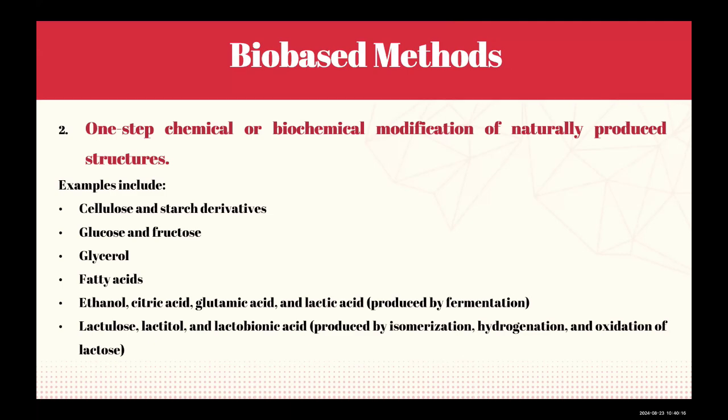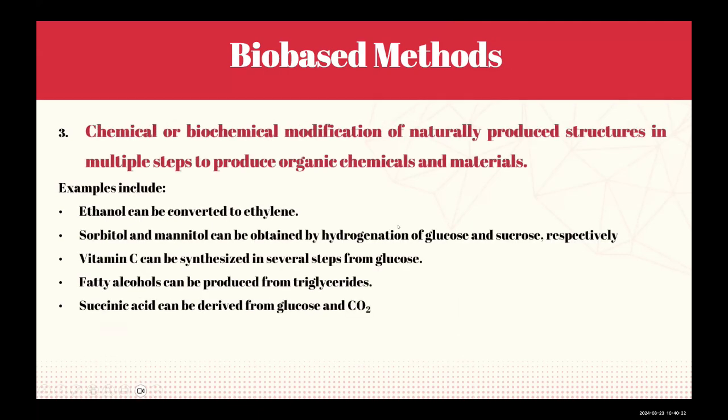So these are the second method to produce bioproducts. Then we have the third method, which involves chemical or biochemical modification of naturally produced structures through multiple steps to create organic compounds and materials. So this process allows for the production of more complex and more specialized compounds.